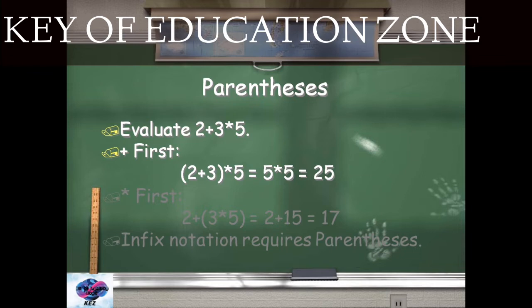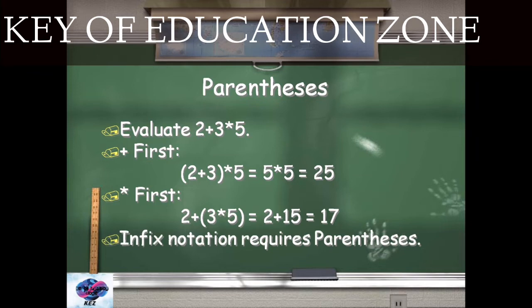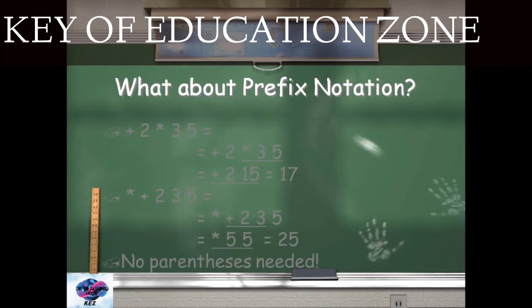Now here, 3 multiplied by 5, that means 15, plus 2. So the result will come 17. So here, as per parenthesis, in our infix notation, the resultant values may change. From this example you can see this better. Infix notation requires parenthesis, because if the parenthesis changes, then the value also changes.